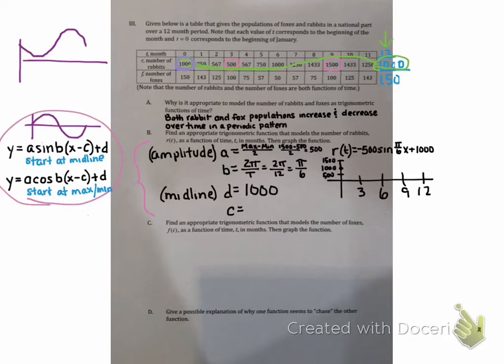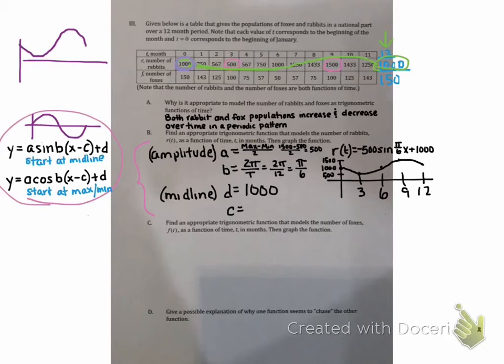Those are going to be kind of my key points for the sine graph. I start out at 1,000. Because of the negative, I'm going to head downward, and it's going to reach its minimum 1/4 of the way through my period. And then it goes back up to the midline. So at 6 months, I'm back up at 1,000. At 9 months, I'm at my maximum up here at 1,500. And then by month 12, I'm back to the midline. And when I connect those, that gives me that awesome graph.